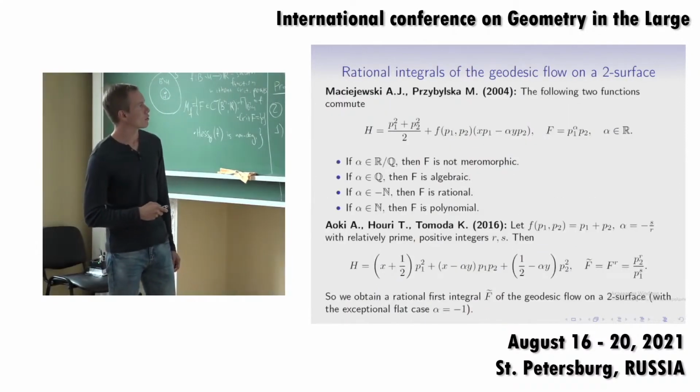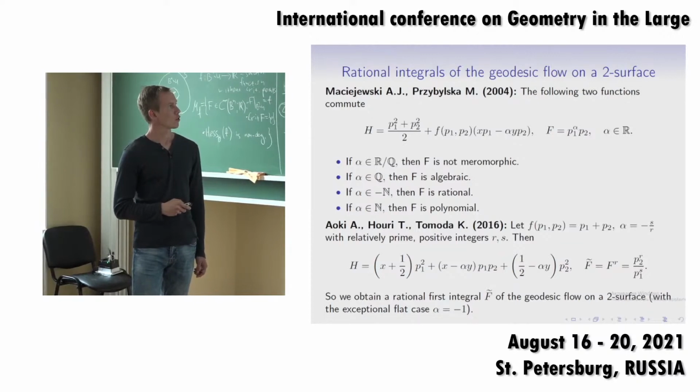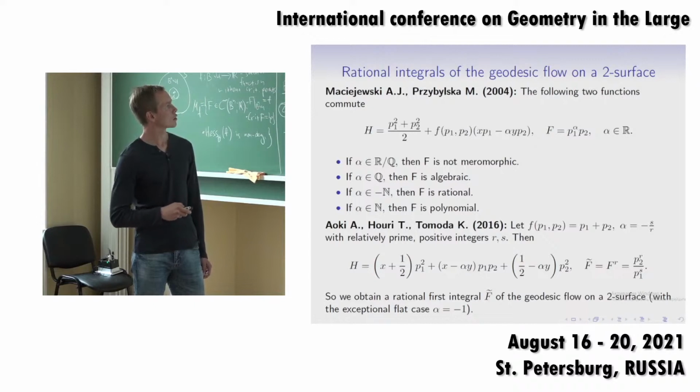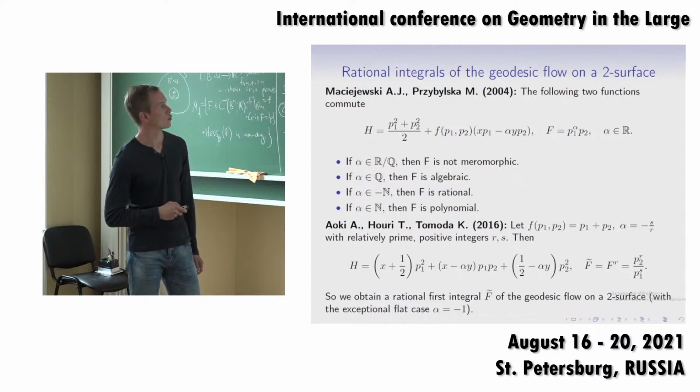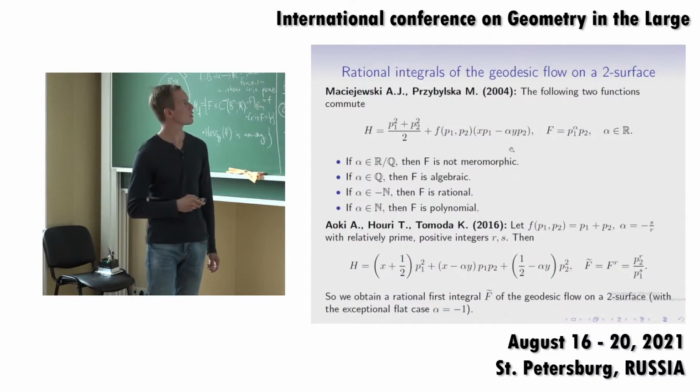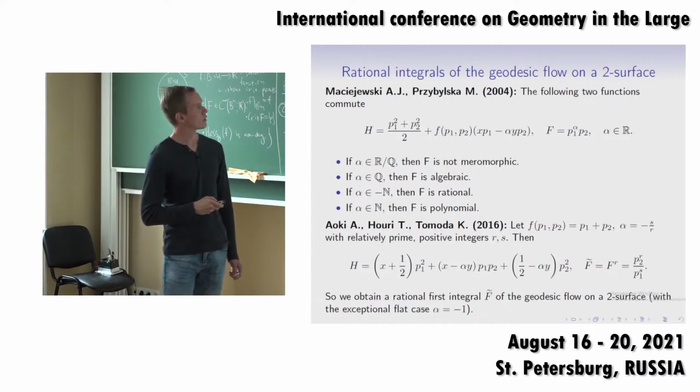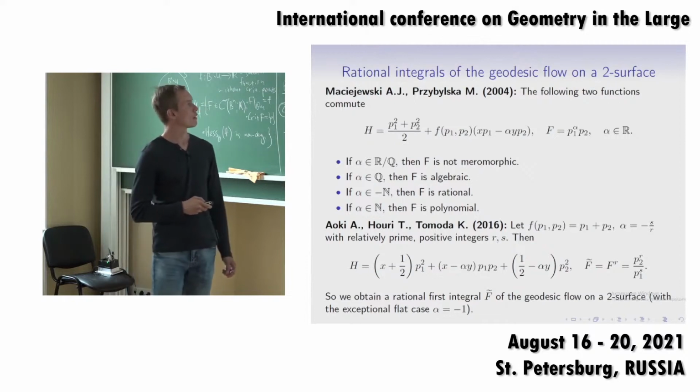Okay, now let me go to the case of non-polynomial integrals, and the first example I would like to tell you about is the following. These two functions were found in this work, and these functions commute with respect to the standard Poisson bracket, and as you can see, they depend on the parameter alpha, which is arbitrary. So depending on this parameter, this integral can be polynomial, maybe rational, and even transcendental.